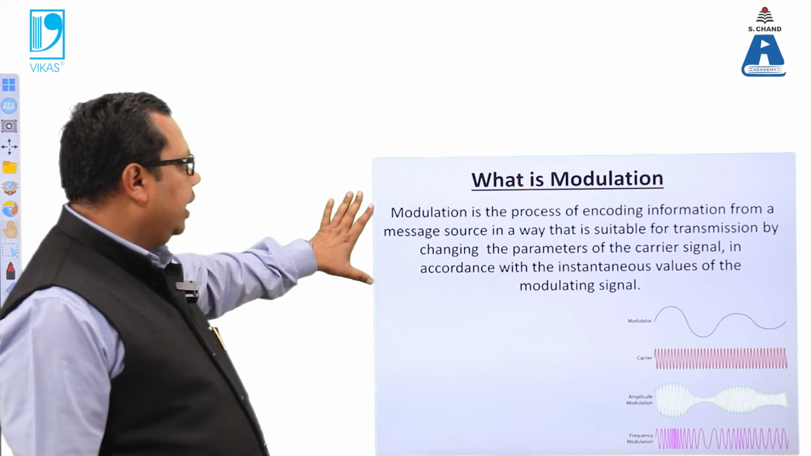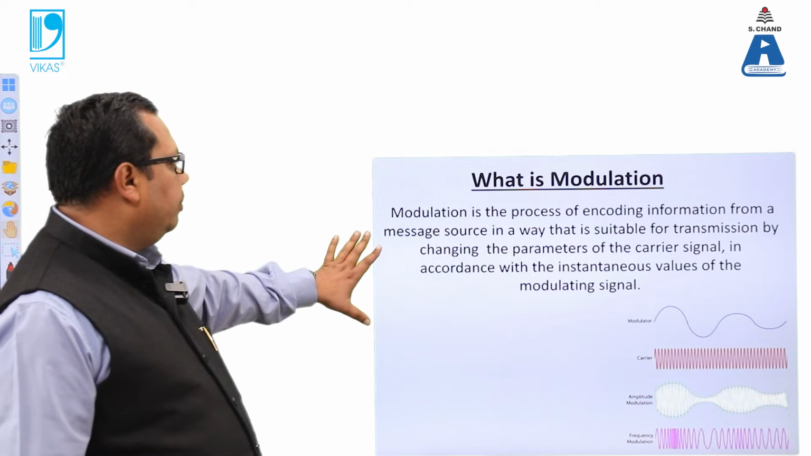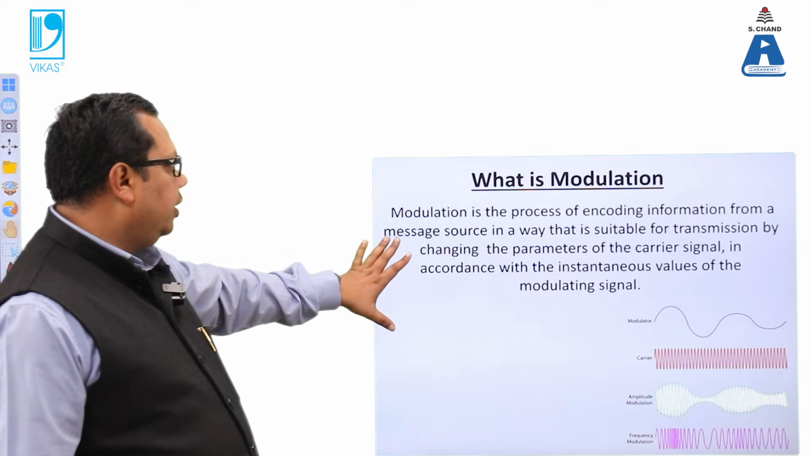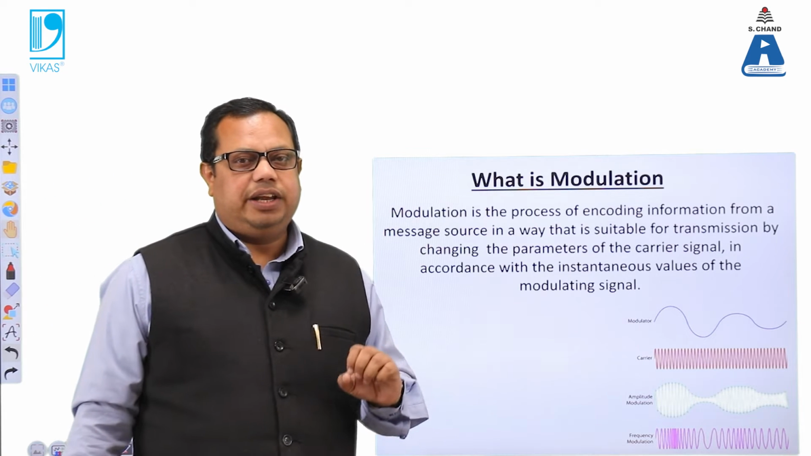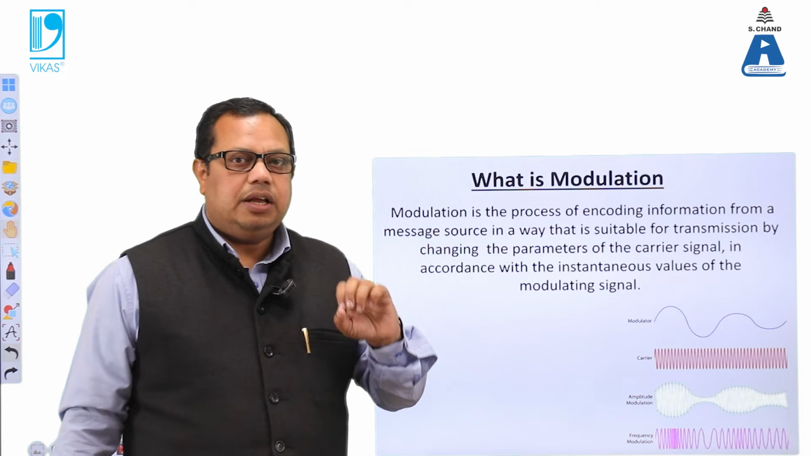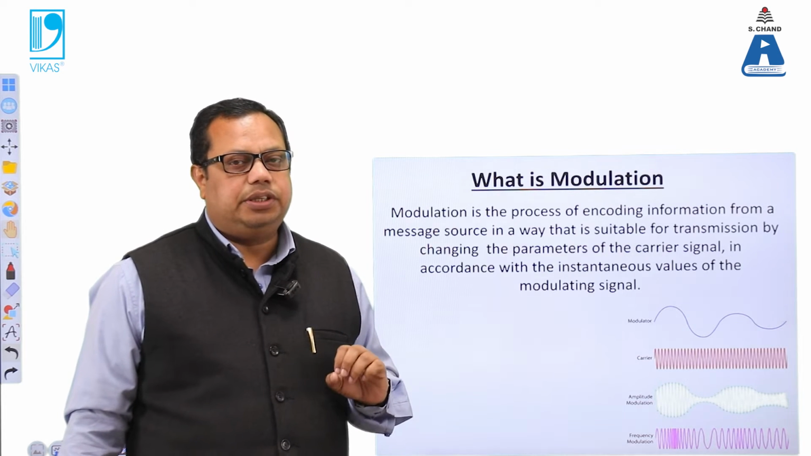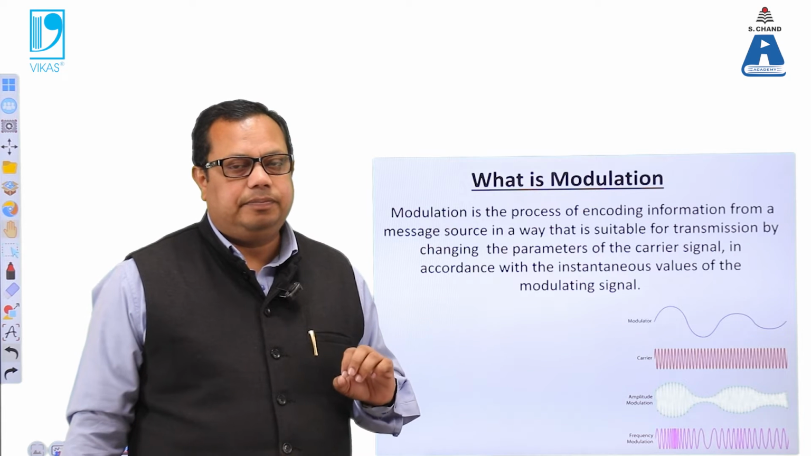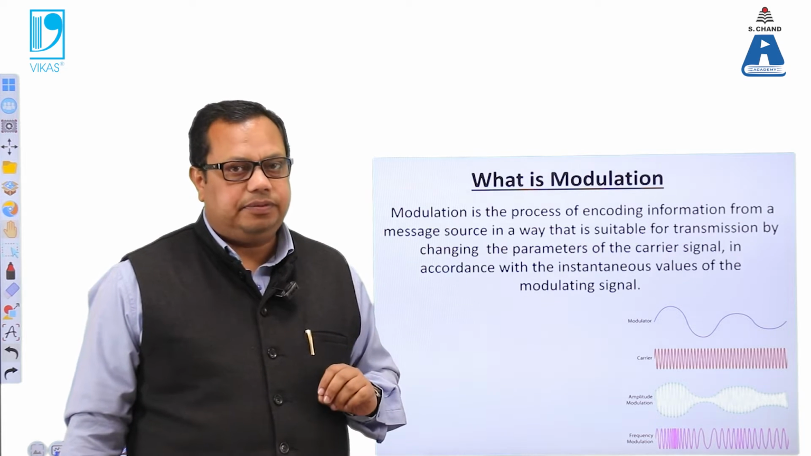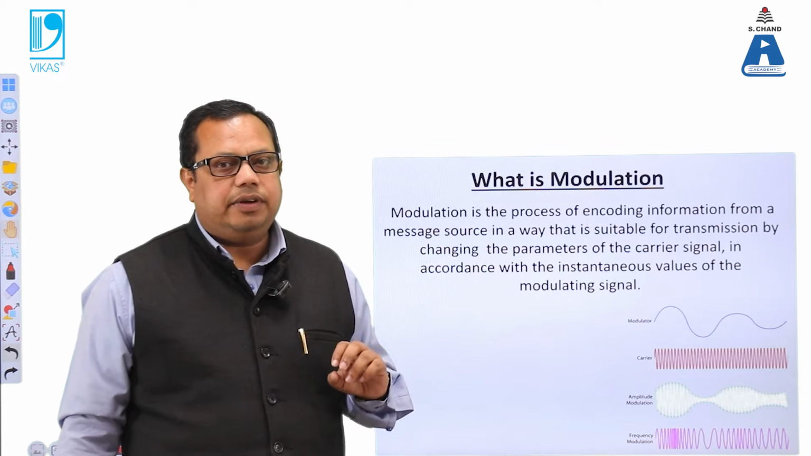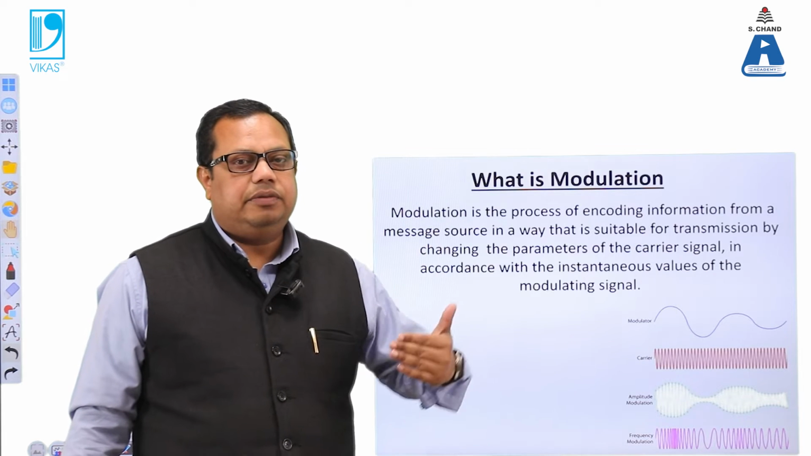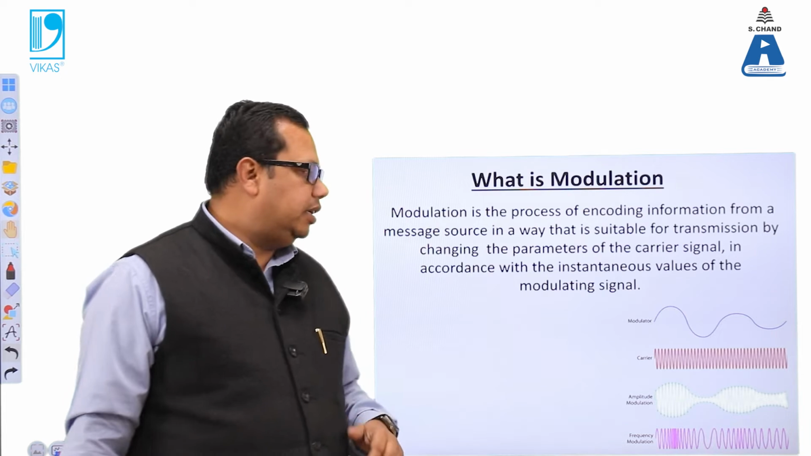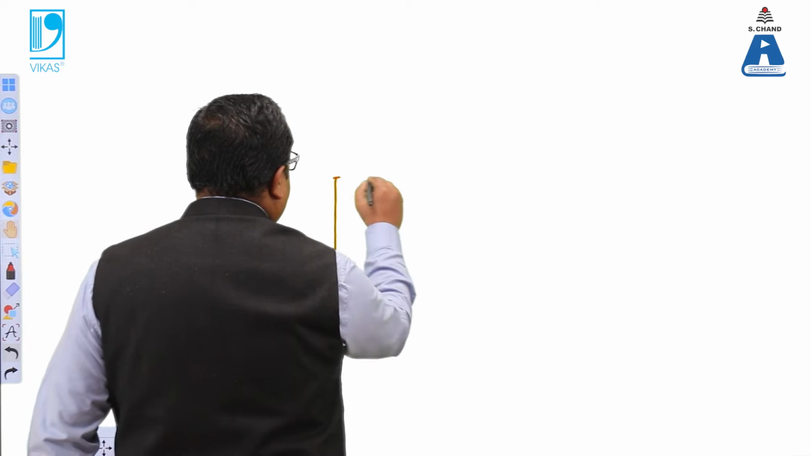So modulation, as we say, is encoding information from the message source in a way that is suitable for transmission by changing the parameters of the carrier signal. Basically, in very layman language, suppose we are using a television. The television has an antenna. The antenna will send a carrier wave. That carrier wave will overlap with a target wave, then it comes to a television, and then we say that the modulation is done.